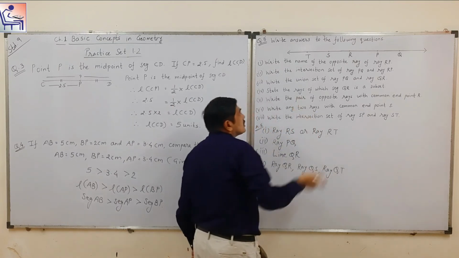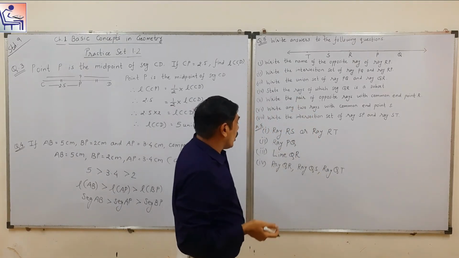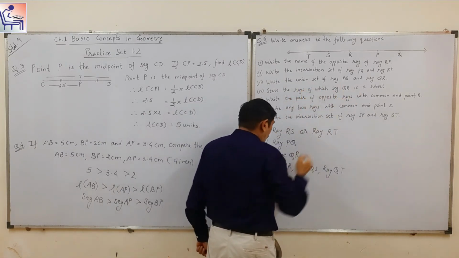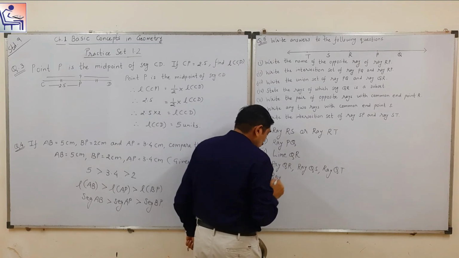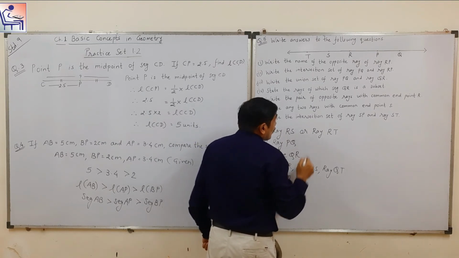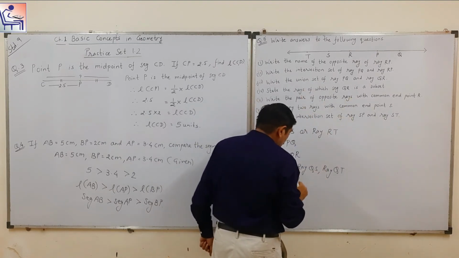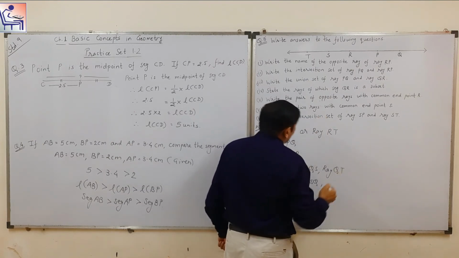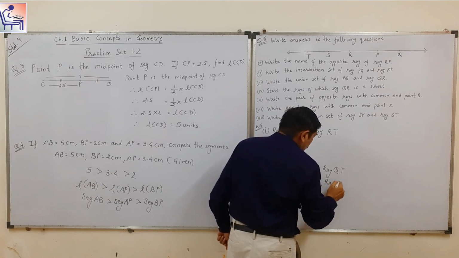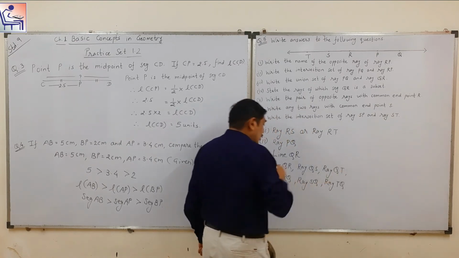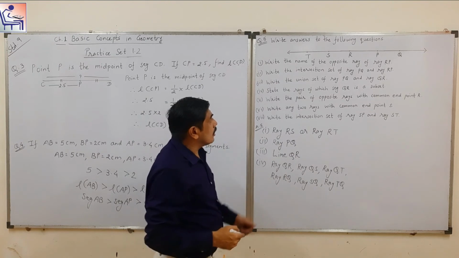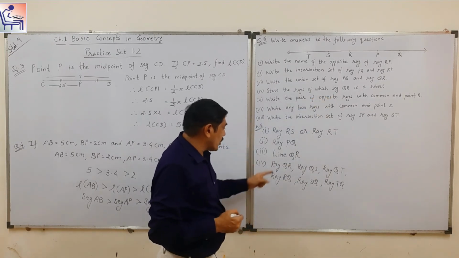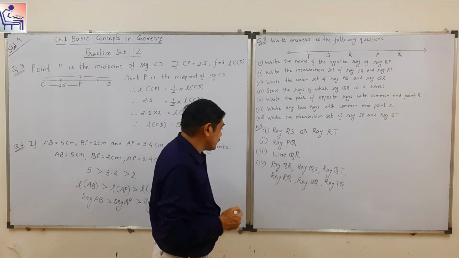Even you can start on the opposite side also. So here we can say ray RQ, ray SQ, then ray TQ. So here all these rays cover the segment QR, and segment QR is a subset of all these rays.